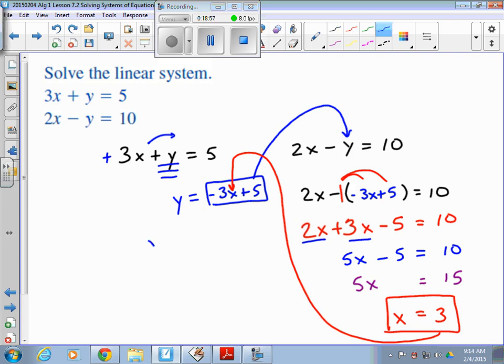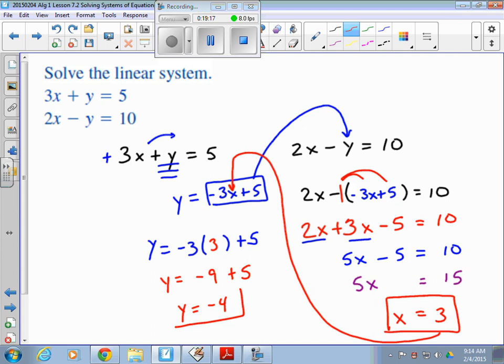What that gives you is y equals negative 3, now times our new value for x, plus 5. We found out our new value for x was 3. Negative 3 times 3 is negative 9 plus 5. So negative 9 plus 5 is negative 4. X's value was 3. It's x comma y. 3, negative 4 is your solution.